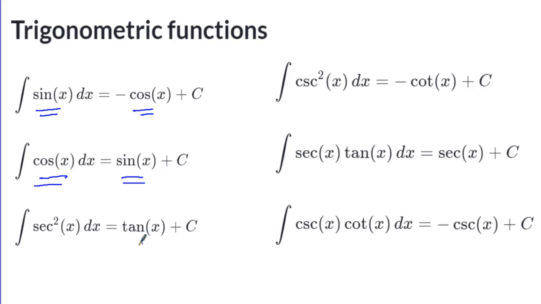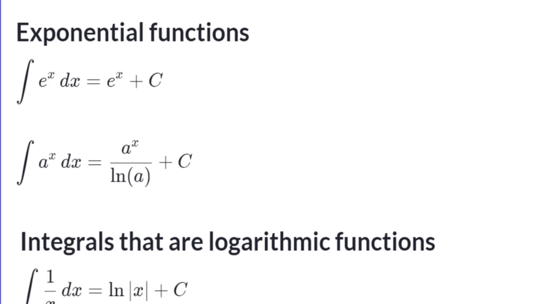Now, we know the derivative of tangent is secant squared, which means it's the exact other way: the integral of secant squared of x dx is tangent of x plus c. We know the derivative of cotangent is negative cosecant squared, secant is secant tangent, and cosecant is negative cosecant cotangent. So if you know your derivatives for these trig functions, then you will know the integrals of those trig functions as well. In the same way, you'll also know the integral of exponential functions.